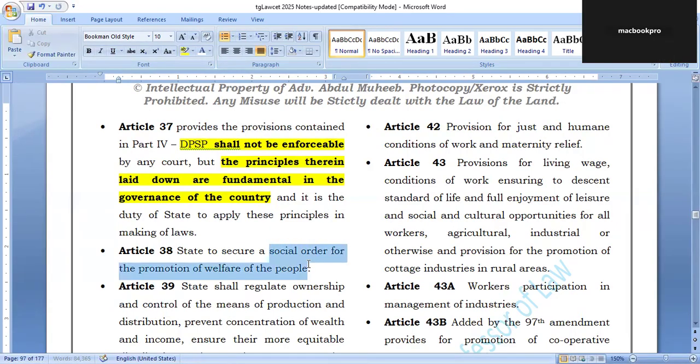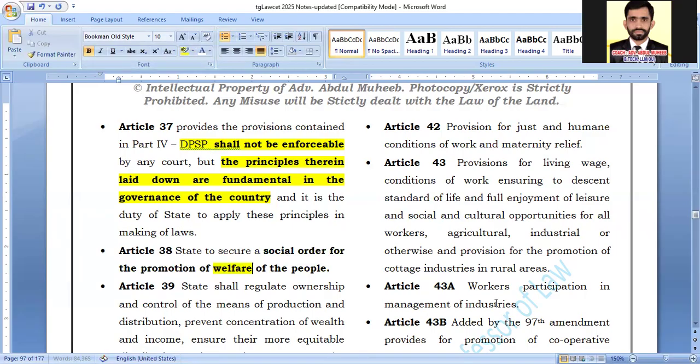Next, what is Article 38? State to secure a social order for the promotion of the welfare of the people. You have to remember the keywords: social order and welfare of the people.